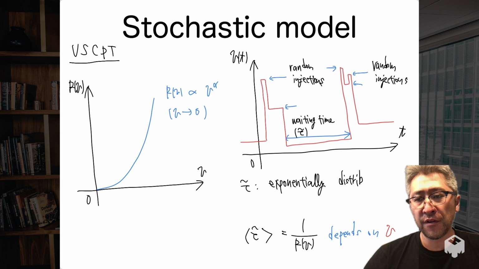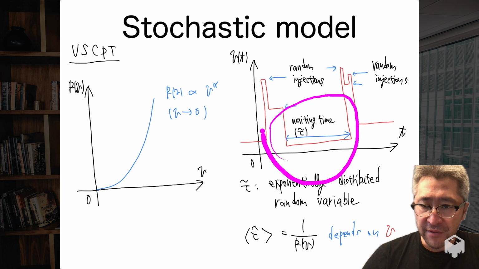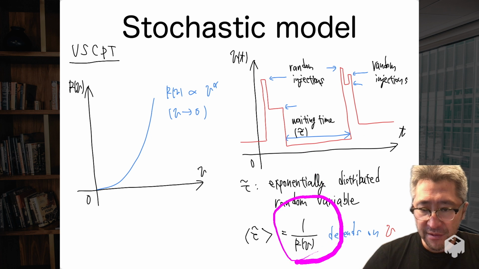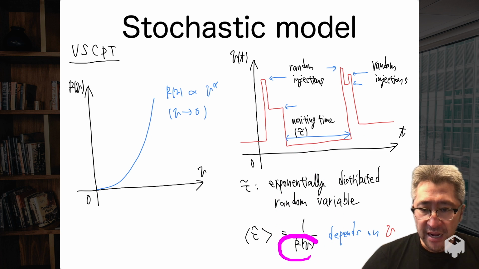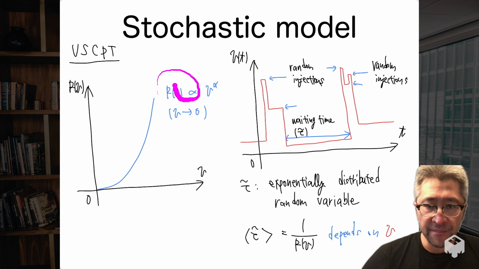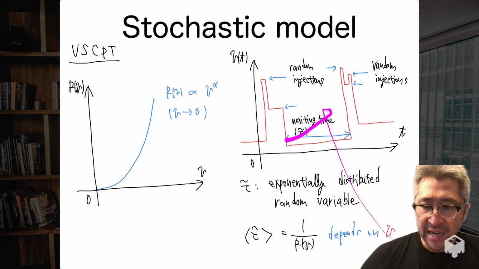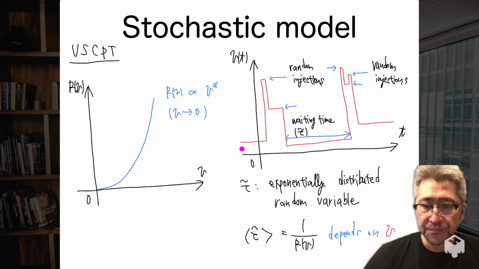And the mean of this waiting time depends on v. So this waiting time is given by 1 over r. So this r depends on v, like this. So this depends on v. And tau is exponentially distributed.